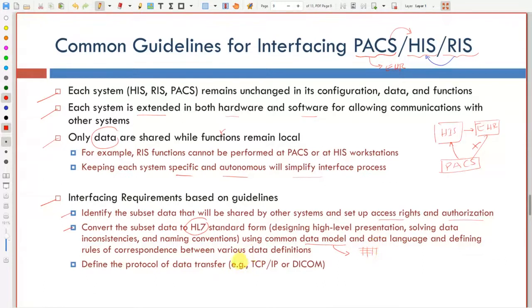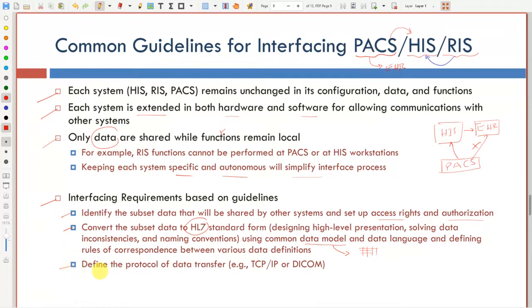And the rules of correspondence mean how you're going to decide who is going to initiate which correspondence. Usually, you have various correspondences that we're going to see in some examples in a second. And you have to decide which one of these systems should initiate that correspondence, and which ones should be responsible for answering, and things of that sort. So basically, you define the whole interface through the HL7 standard. Okay.